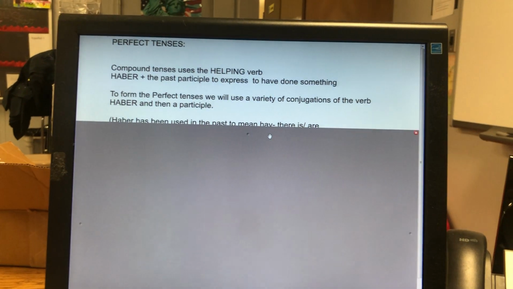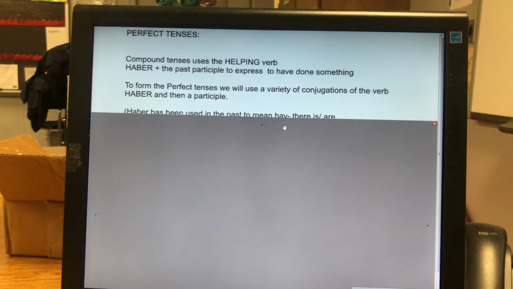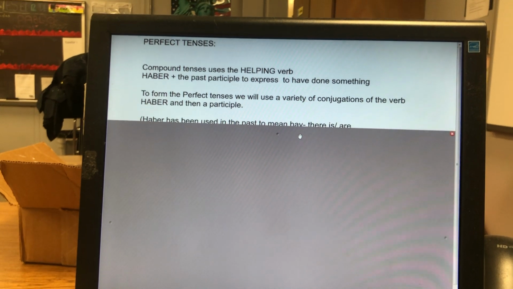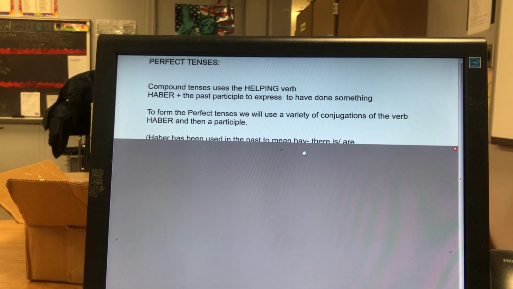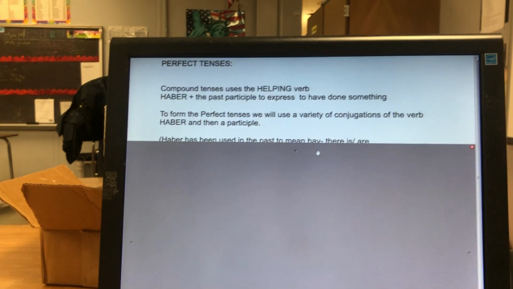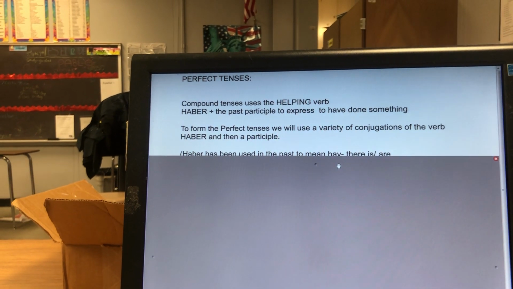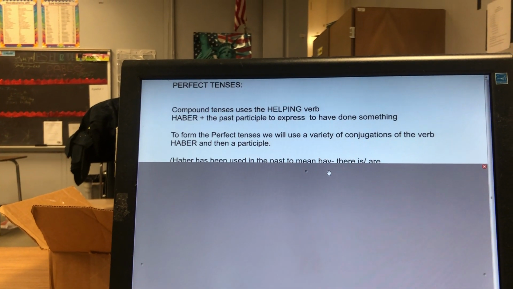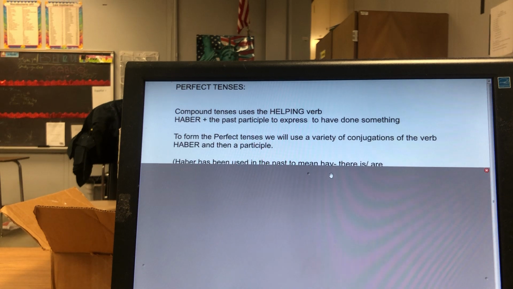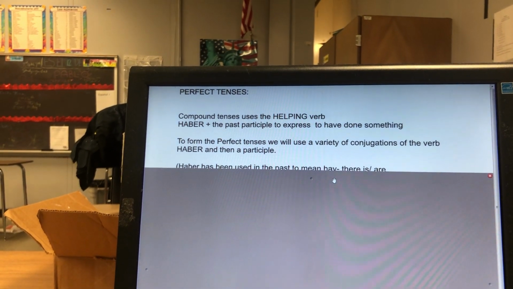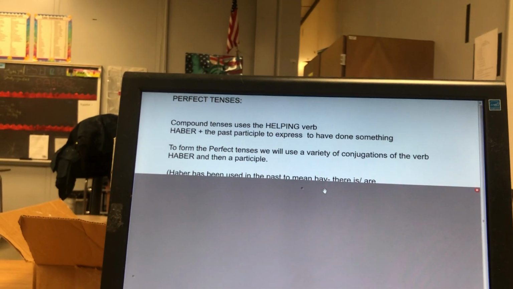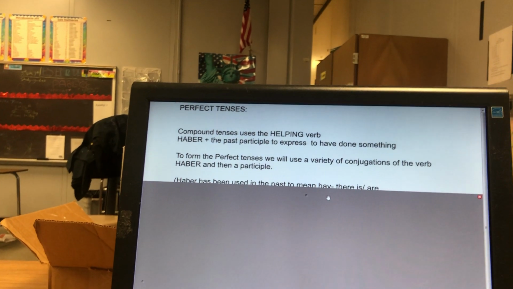Hola, guapos. We're going to be learning perfect tenses, which is basically saying that you have or he has done something. It's a compound verb tense. It's going to be using the helping verb haber with a past participle. To form the perfect tenses, you're going to conjugate haber in a variety of different tenses.